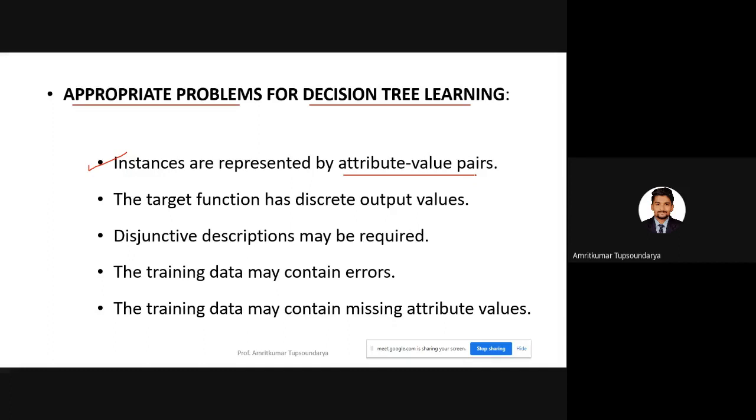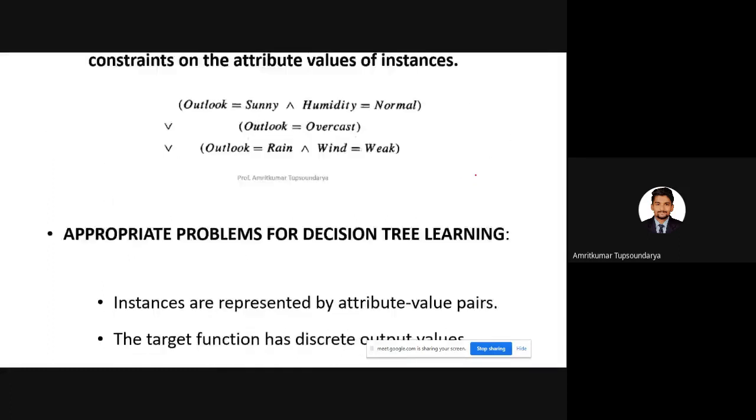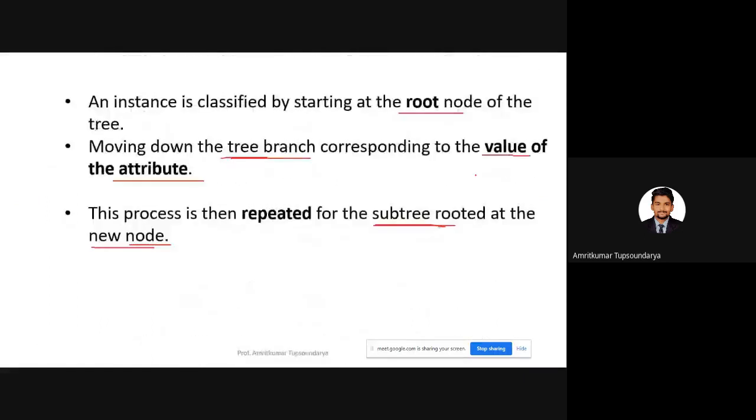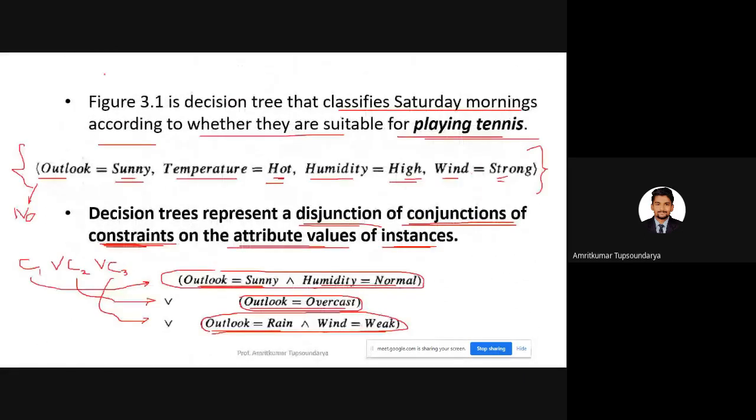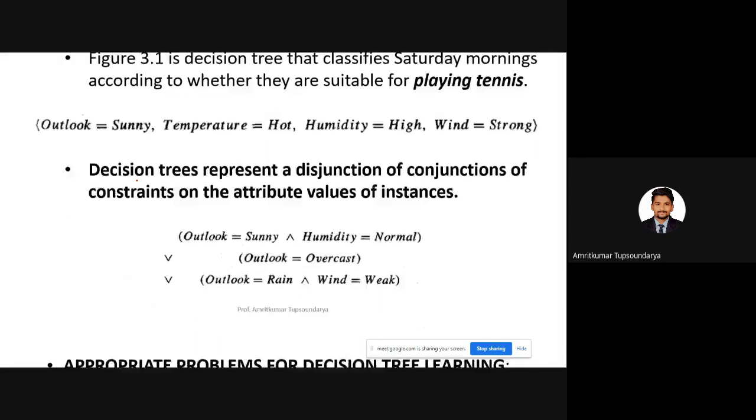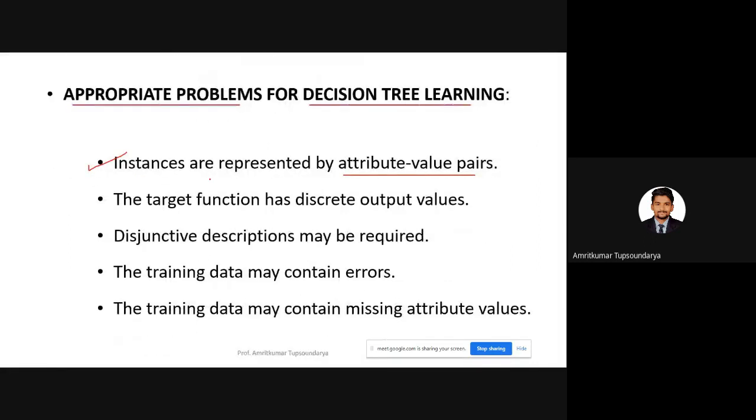For example, let's say temperature. Let me go back and show you. Here in the instance, let's say we have this particular instance. The temperature has a value of hot. So the attribute temperature has the value hot here. Likewise, let's say outlook has the value sunny, and so on. So the instances are represented by attributes and their value pairs.